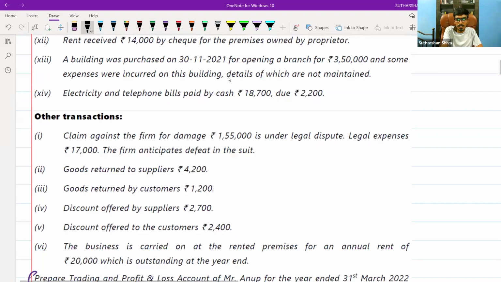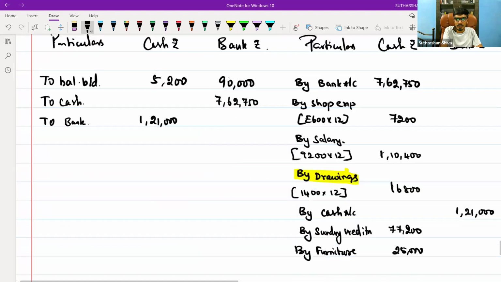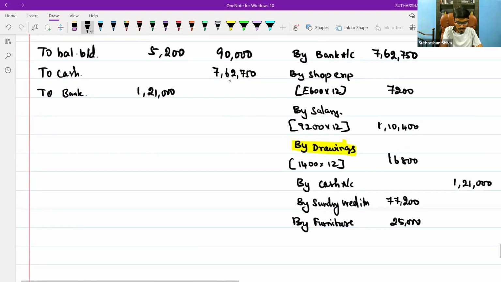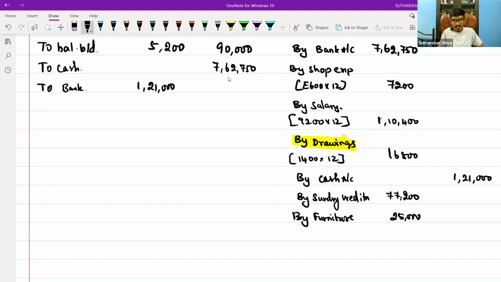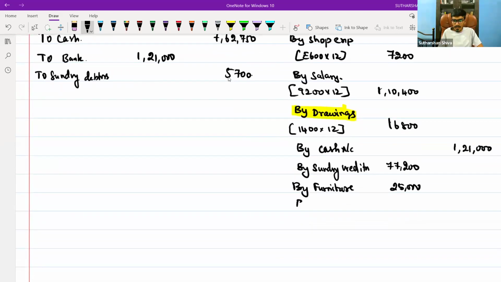So for the fourth adjustment, I will go to my cash book. On which side do I need to make it? First one is cheque collection. Cheque collection is on the debit side. So to sundry debtors, how much is the value? 5,700 on the bank column. Then on the credit side also I will write by sundry debtors, on my bank column 5,700. Cash book posting is done.